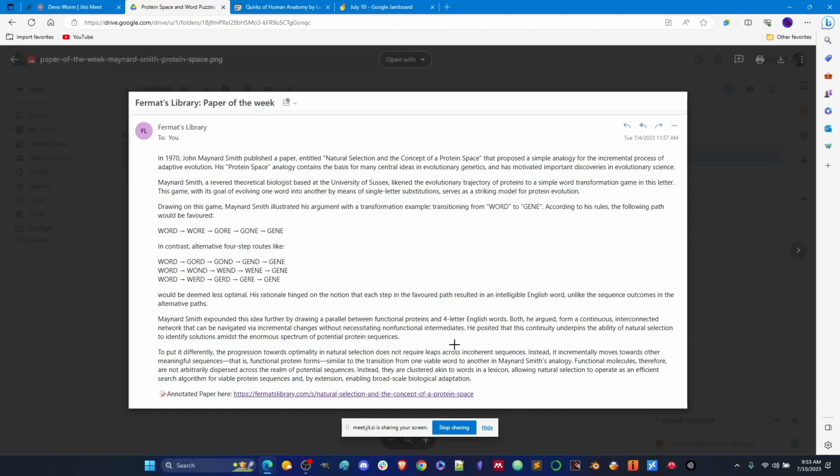And then there's this analogy between functional proteins and words in English or words in any language. You have a finite alphabet.